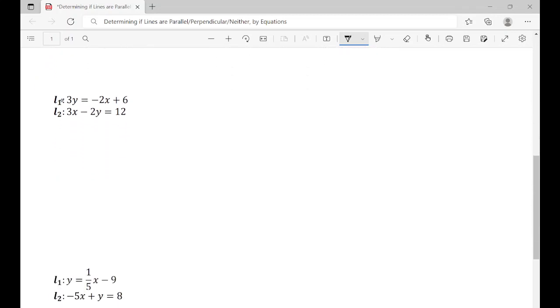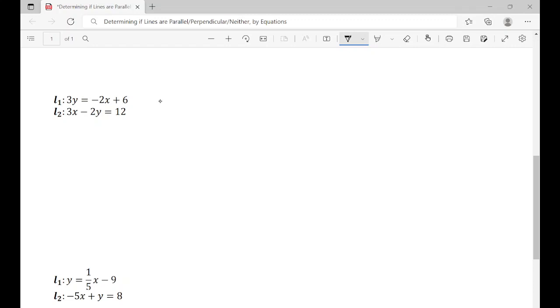Next, line 1, given by the equation 3y equals -2x plus 6, and line 2, given by the equation 3x minus 2y equals positive 12. We can't get the slope from either of these because they're not in the correct form. So we're going to solve for y on both of them.